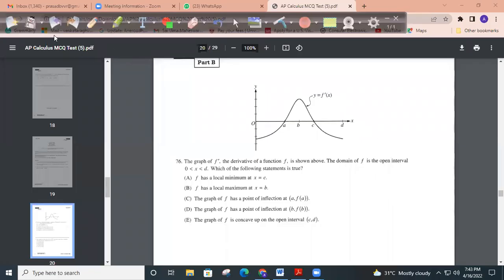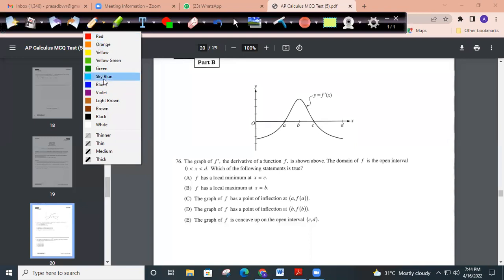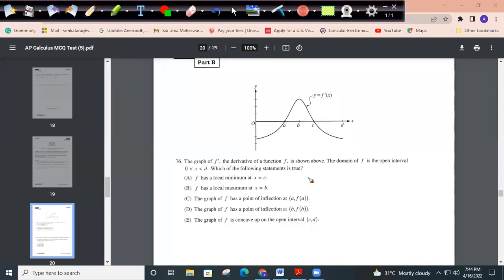The graph of f dash, the derivative of the given function f, is shown above. The domain of f is an open interval 0 to d. So f's domain is 0 to d. Which of the following statements is true?